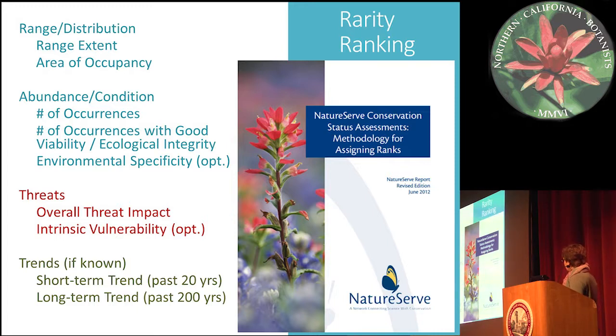It looks at the distribution and the area occupied. It looks at threats, and then it looks at trends. And so for the aerial extent, that counts for about 70% of the ranking, and that's because that really tells you kind of the baseline of where you're starting as far as rarity. The threats count for 30%, and then the trends are either added or subtracted from the total.